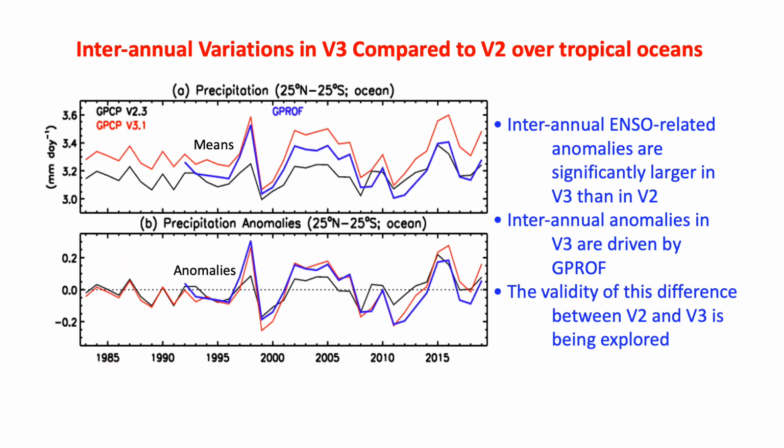If you look at interannual variations in version 3 compared to version 2 over tropical oceans, this is 25 north to 25 south, one thing we've noticed, originally picked out by Pete Robertson of NASA Marshall, is that the interannual variations in version 3 are significantly larger than in version 2. And that is being driven by the new passive microwave algorithm that is used in GPCP, that is GPROF. We're still looking at this, and the validity of this difference between version 2 and version 3 is being explored.